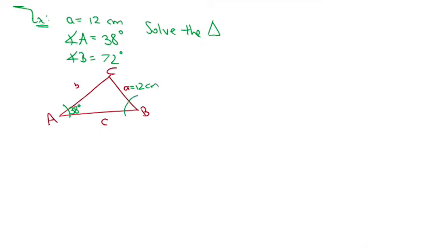Okay. Side a is equal to 12 centimeters. Angle B is equal to? Oh, wait, they have to be opposite each other. Yeah, little a and big A have to be opposite each other. I wrote mine right next to each other.